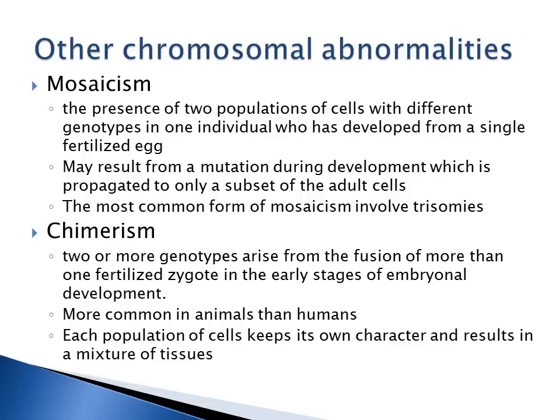Chimerism is when you have two or more genotypes that arise from the fusion of more than one fertilized zygote, and this happens in the early stage of embryonal development. It's more common in animals than in humans, although it does occur in humans. So each population of cells keeps its own character, and it results in a mixture of these cells in the tissue. So sometimes phenotypically you can see the two different cell types in the tissues.